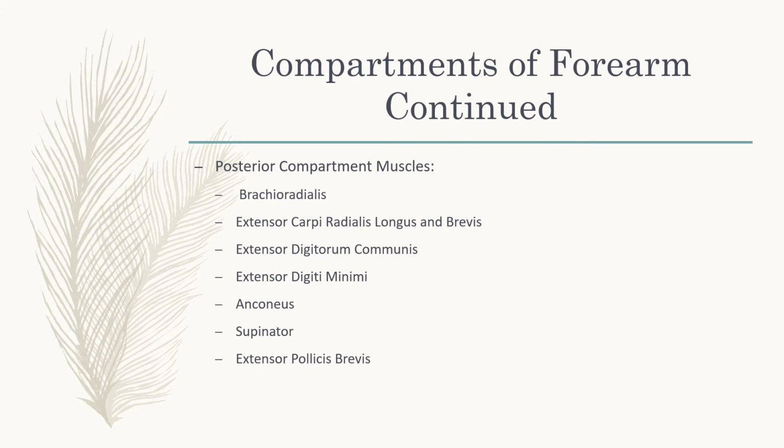The second compartment is called the posterior compartment, and the muscles in this compartment are the brachioradialis, extensor carpi radialis longus and brevis, extensor digitorum communis, extensor digiti minimi, supinator, and extensor pollicis brevis.